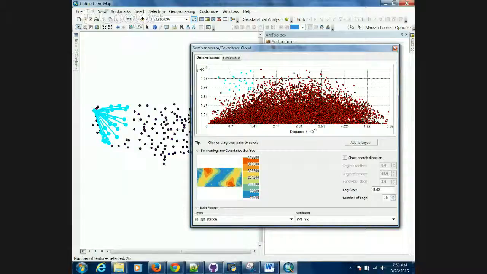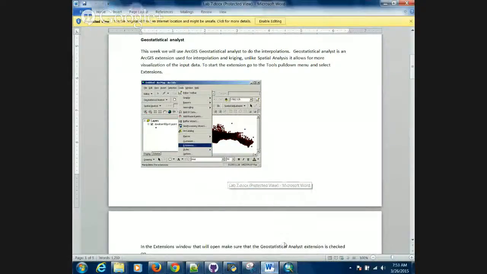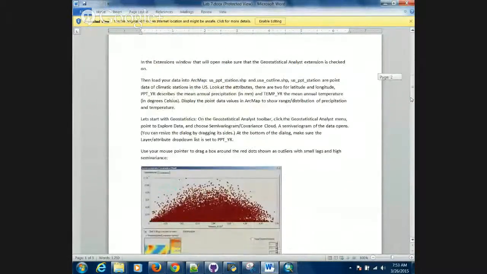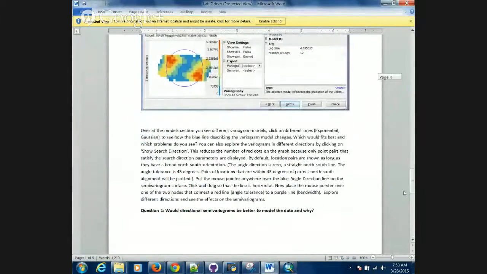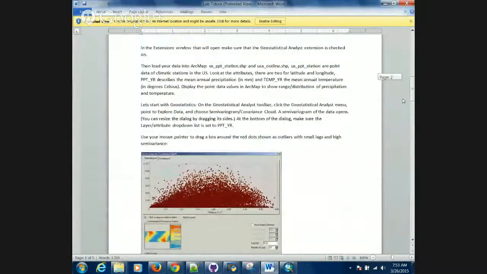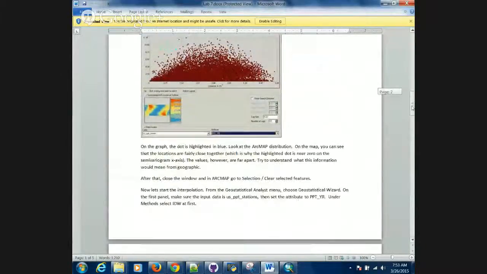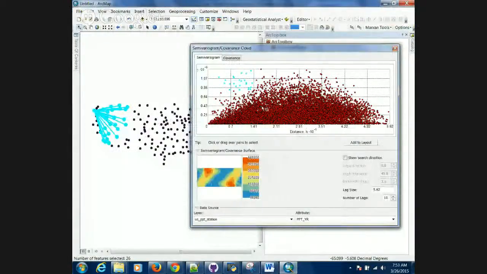I think is this actually the first question? If it's not, then it probably should have been. I think it is the first question, as I remember. Nope, I didn't ask a question on that. I didn't ask you to turn in a question, but I did ask. So we're right here in the lab. Try to understand what this information would mean from a geographic perspective. That's what I meant.